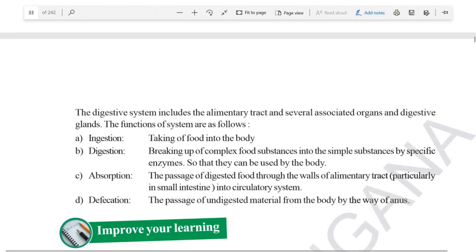Digestion is the breaking up of complex food substances into simple substances by specific enzymes so that they can be used by the body. Absorption is the passage of digested food through the walls of the alimentary tract, particularly in the small intestine, into the circulatory system. Defecation is the passage of undigested material from the body by way of the anus.